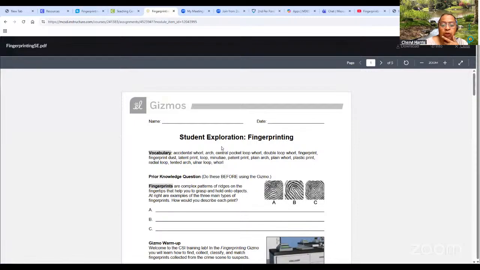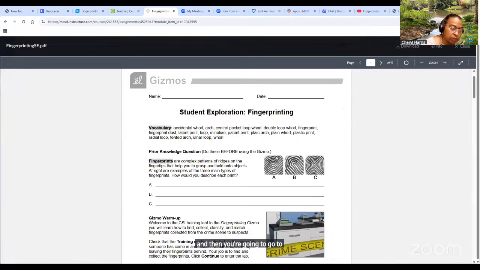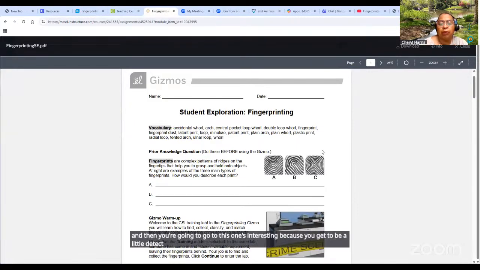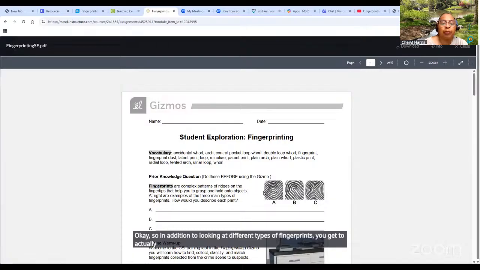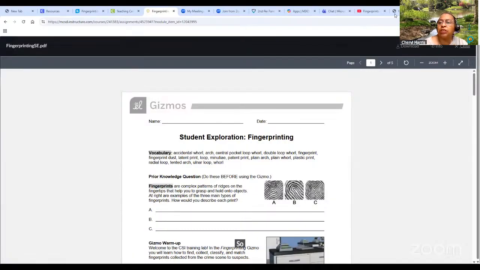And then you're going to go to, this one's interesting because you get to be a little detective. In addition to looking at the different types of fingerprints, you get to actually solve a crime. So download this worksheet, go to the gizmo.